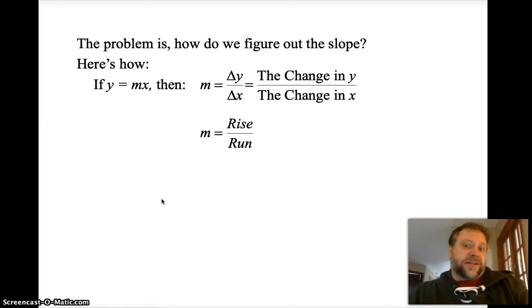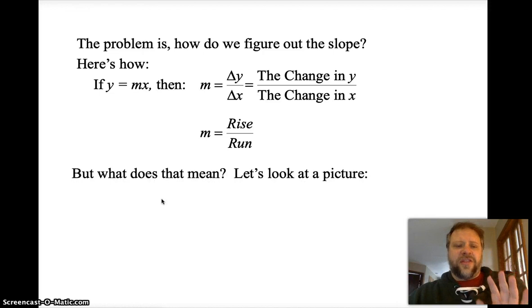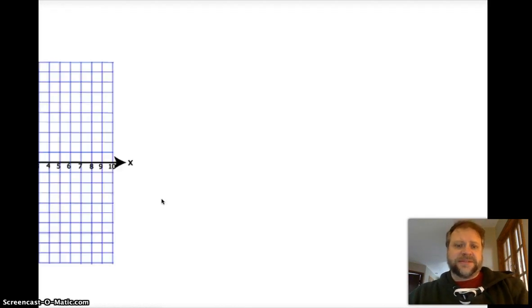So rise over run is actually a really great way to do it. You could figure out the slope of a set of stairs using the rise over run. We're looking for the change in y divided by the change in x. Okay, that's confusing, but it's a lot simpler when we look at a picture, I promise.